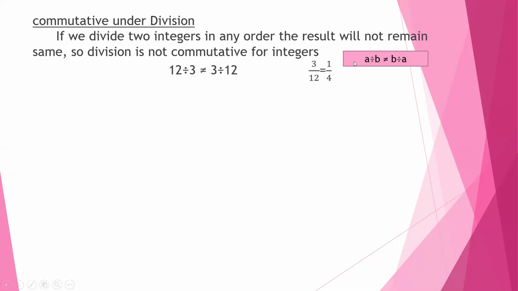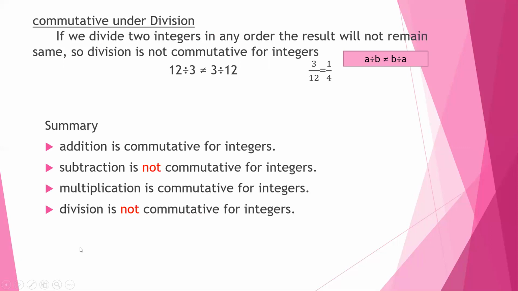So we can say when a is divided by b, or b is divided by a, when I'm changing the order, the answer is not the same. That's why we can say division is not commutative for integers. Now, here is the summary again: addition and multiplication are commutative for integers, but subtraction and division are not commutative for integers.